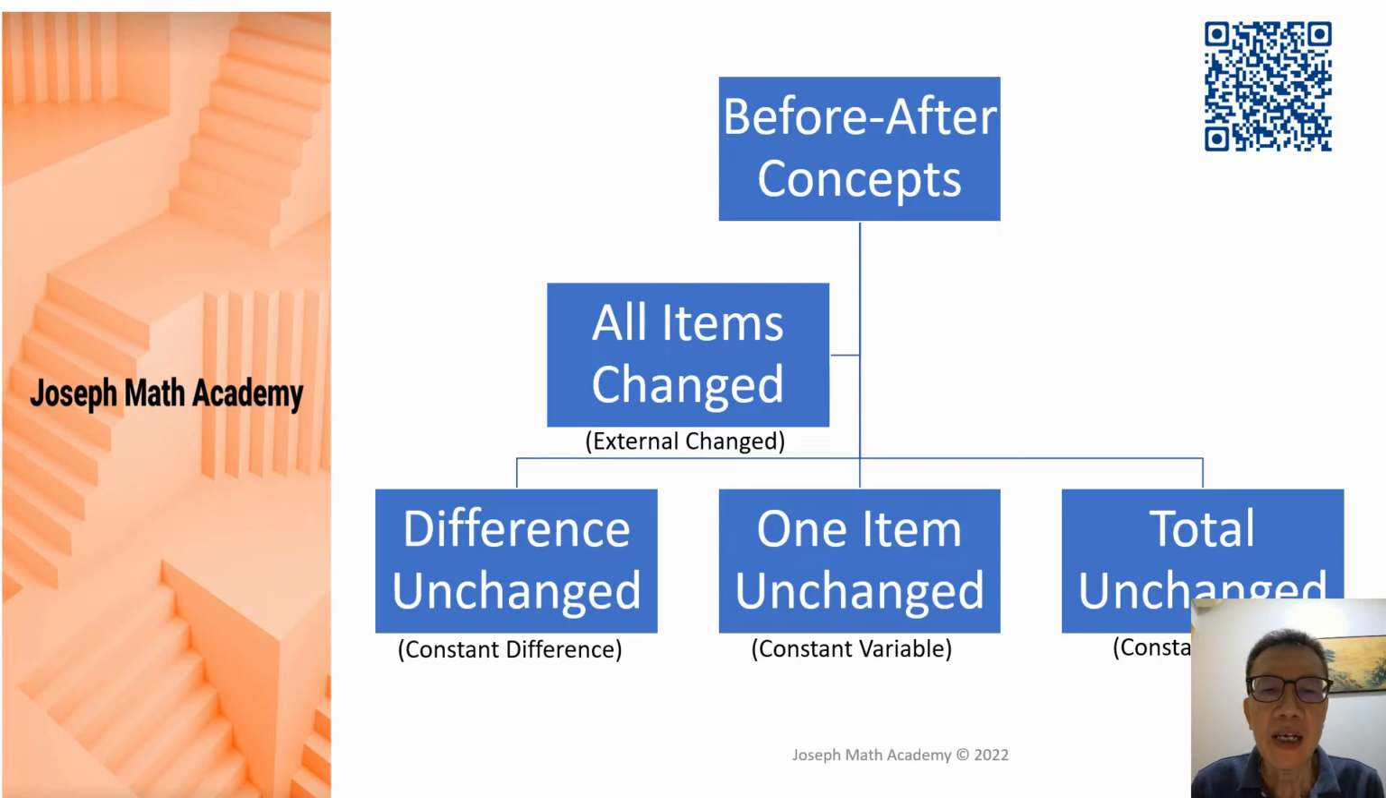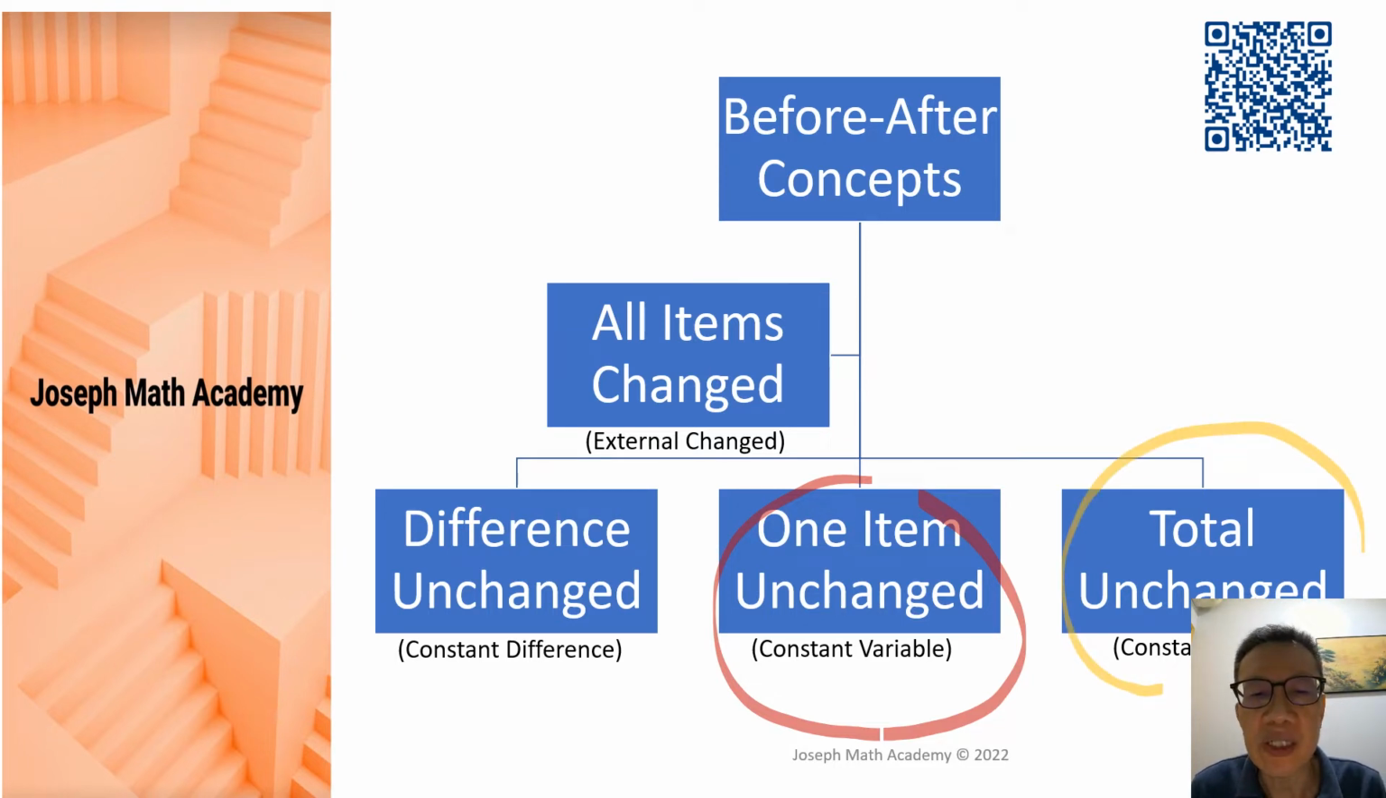Now, let me give you an outline on what the before and after concept is. There are 4 types actually. The first one is difference unchanged. In some books, it is known as constant difference. The next one is one item unchanged, also known as constant variable, and the other is total unchanged. In some books, it's called constant total.